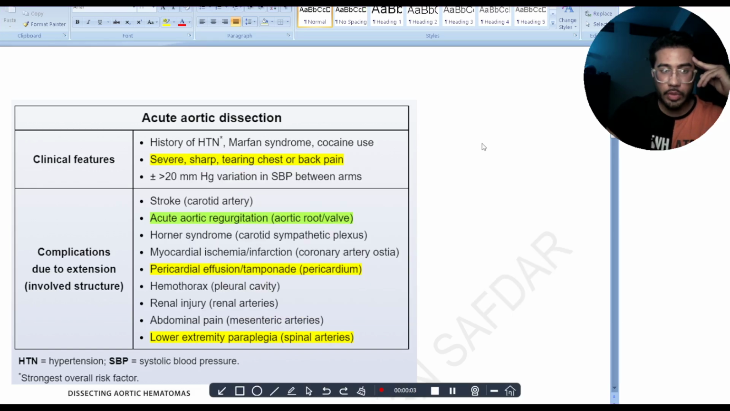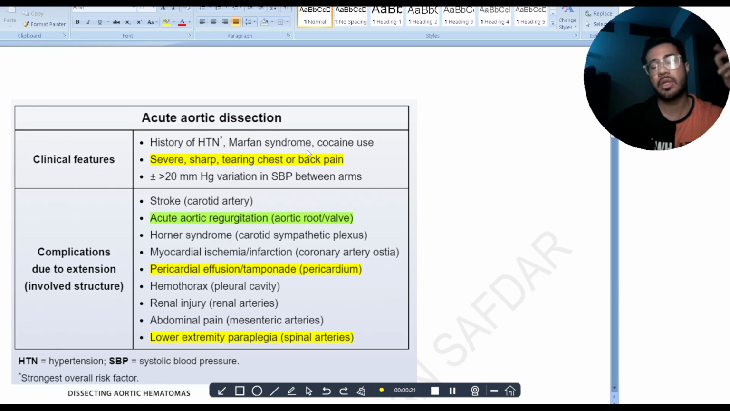So, we're gonna start with acute aortic dissection. What are the reasons? The most common one and the most important one is chronic uncontrolled hypertension that results in weakening of the aortic wall that is prone to higher systolic impulses.